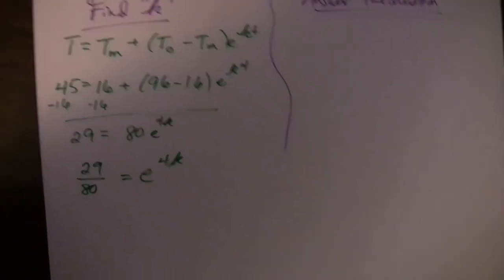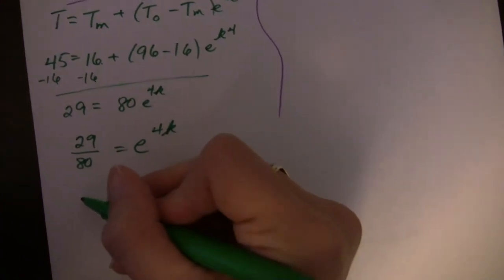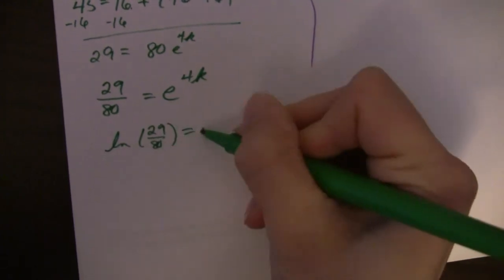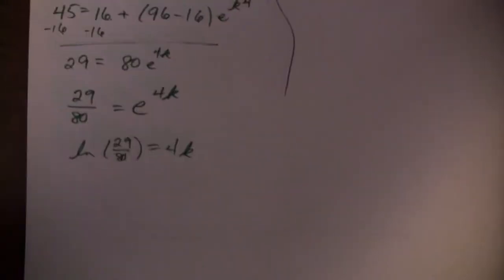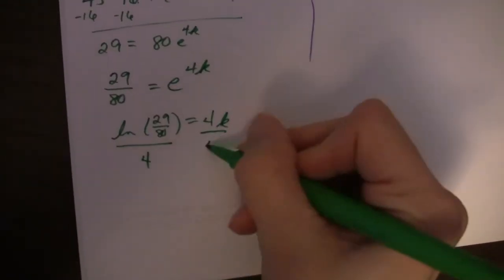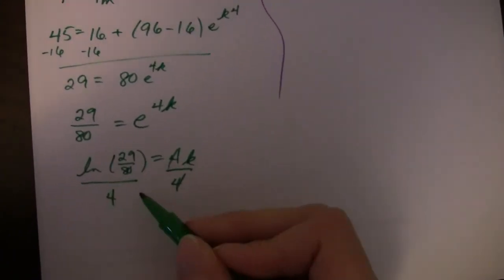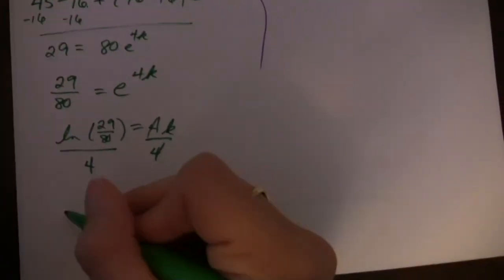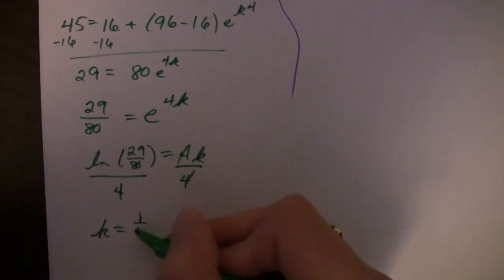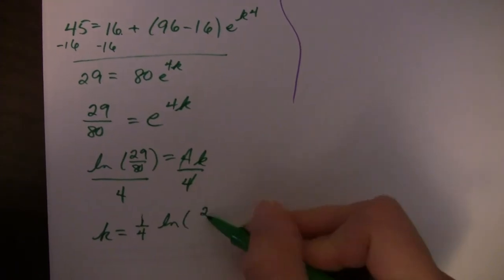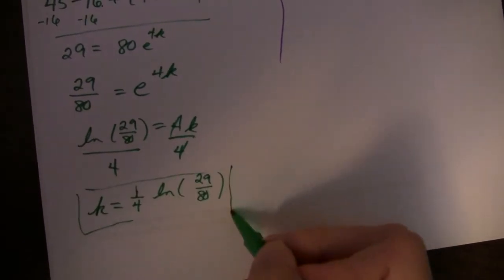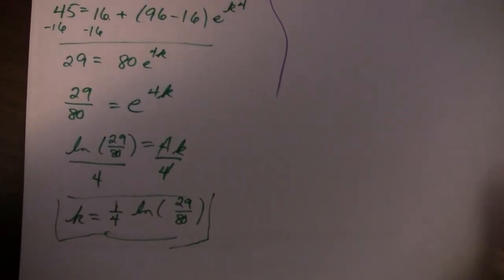So let's use a natural log. The natural log of 29 over 80 equals 4k. We'll go ahead and divide by 4. Okay, and I want to ask you guys, do you remember how I told you last time I saw you to deal with a triple decker just so that we have less typos and more success? Let's write this 4 as 1/4 natural log of 29 over 80. Okay, so this is the exact value of k that we are going to use in our calculations over here on the right.